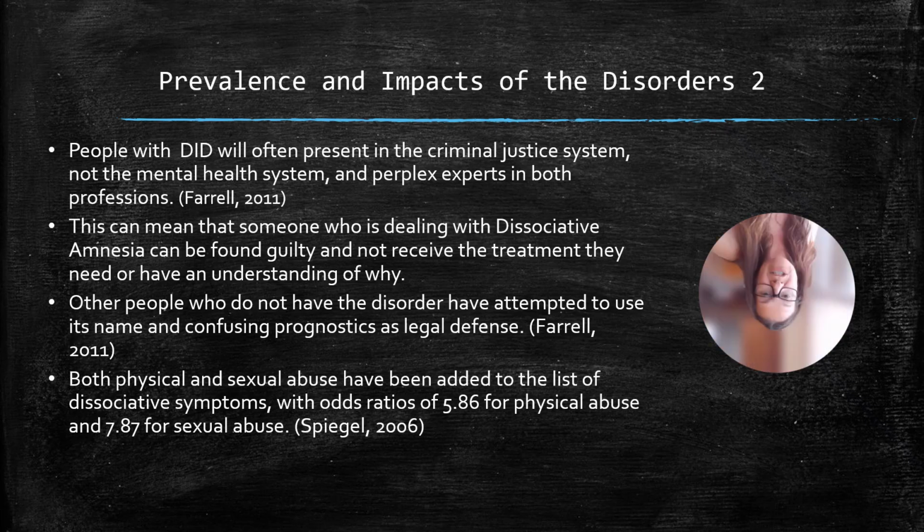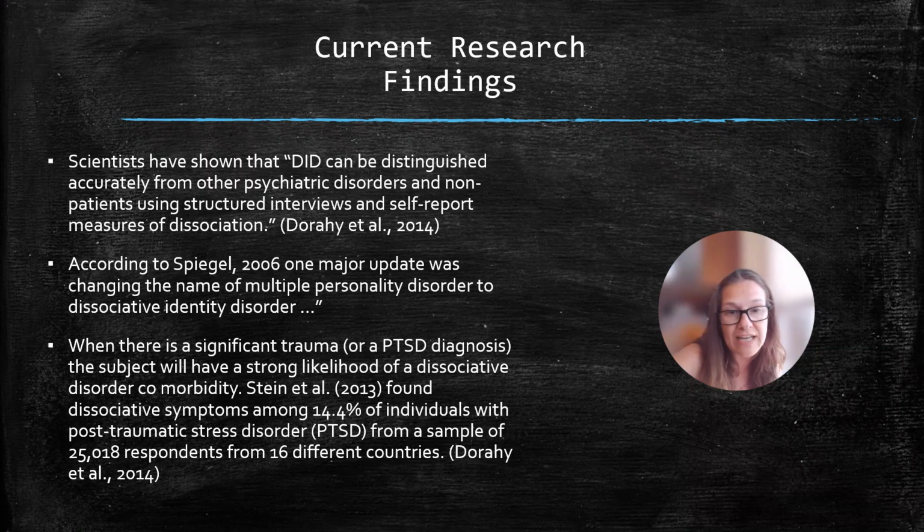So that tells you what these individuals have been subjected to. Moving right along, we're going to talk about current research findings. Scientists have shown that we can distinguish this disorder from other psychiatric disorders. We also know that this can be self-reported or it can be observed externally by other individuals. Changing the name from multiple personality disorder to dissociative identity disorder definitely helps clinicians understand what the disorder really is and accurately diagnose it. Also, when you see a history of a traumatic event or a PTSD diagnosis in an individual, that person is 14.4% more likely to also suffer with a dissociative identity disorder.